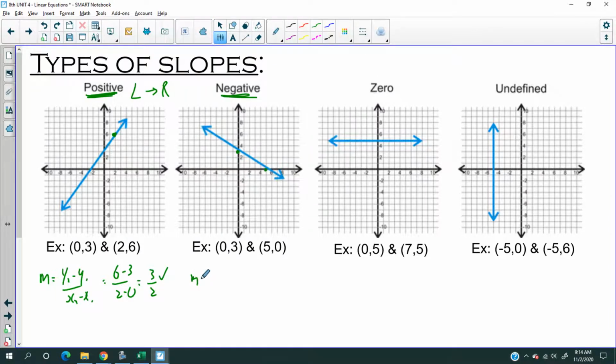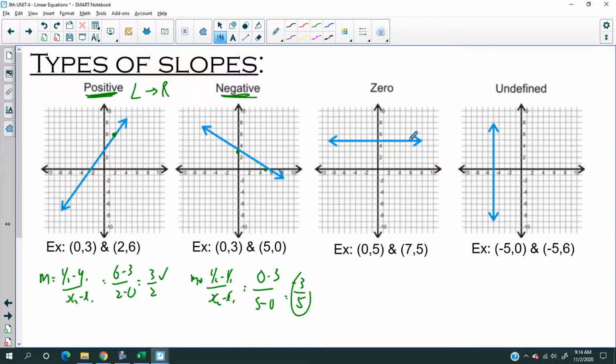So for example, the slope here, y2 minus y1 over x2 minus x1, right? 0 minus 3 over 5 minus 0, negative 3 over 5, right? Negative slope. From left to right, it slopes downwards.